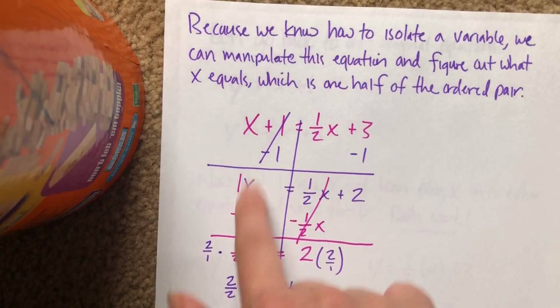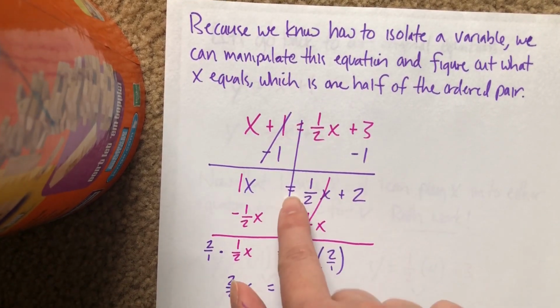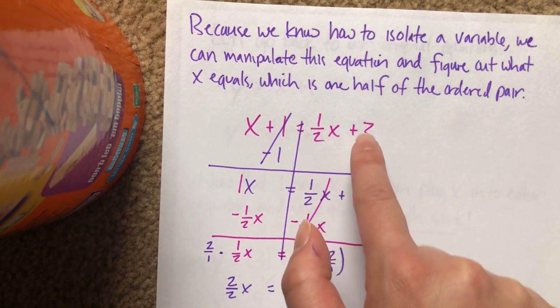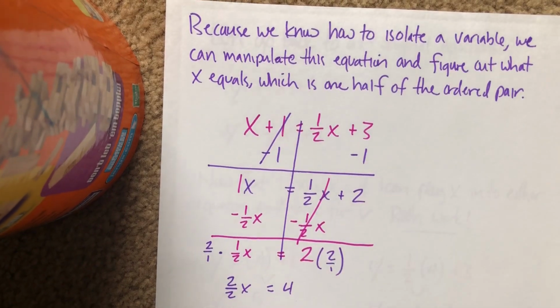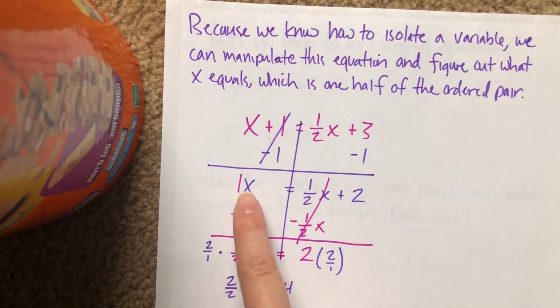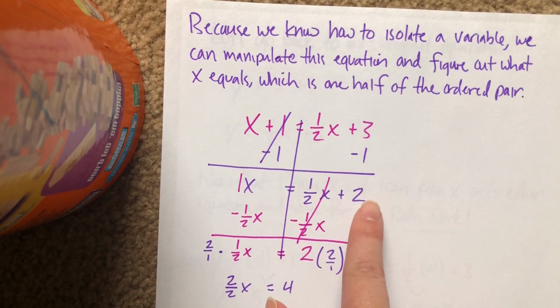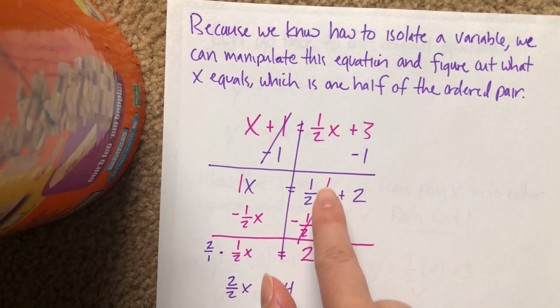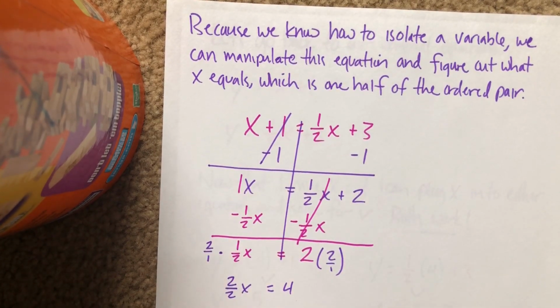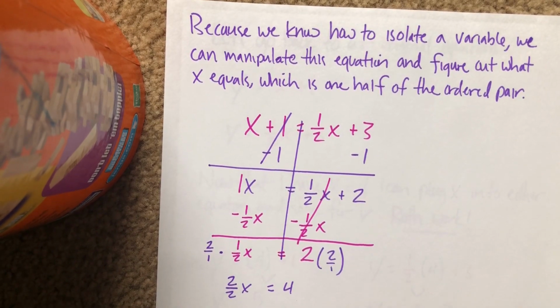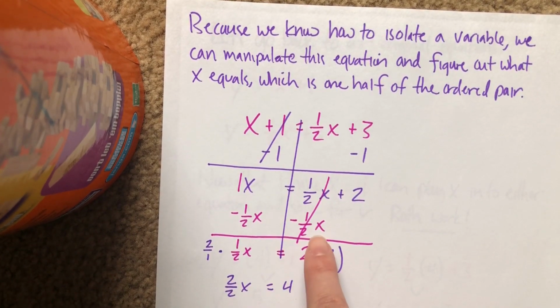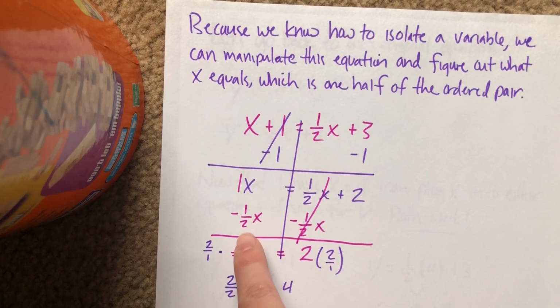So this is just 1x. 1 minus 1 cancels, equals 1/2 x, brought that down. 3 minus 1 is 2. Now I have x equals 1/2 x plus 2. I need to get this 1/2 x over to this side, and the way I can do that is using the subtraction property of equality. So I'm going to subtract 1/2 x, subtract 1/2 x here.